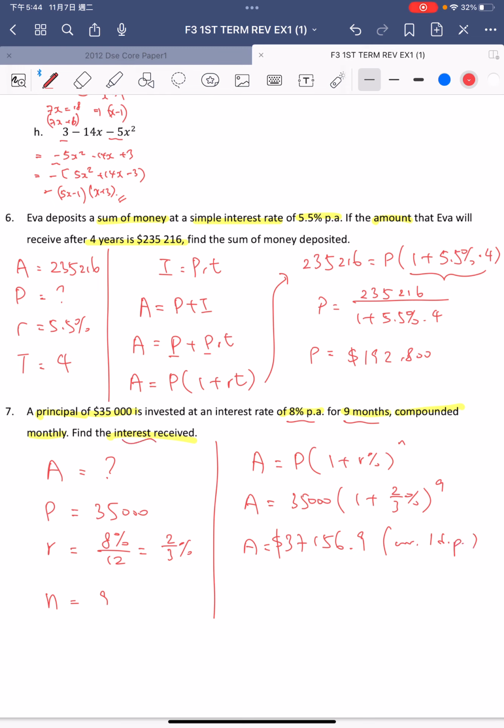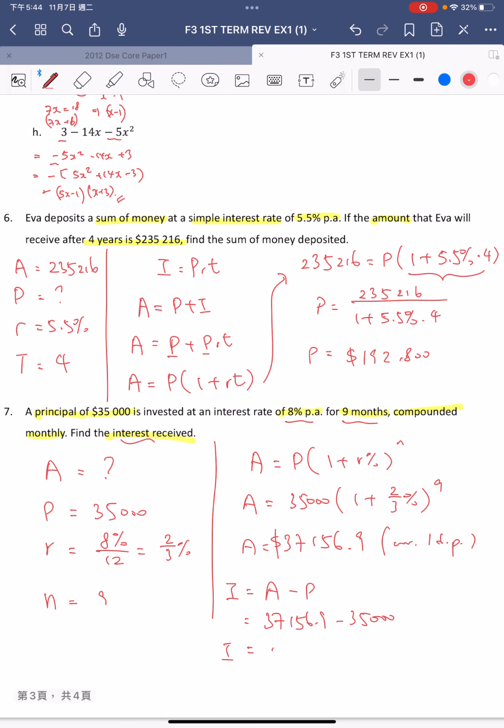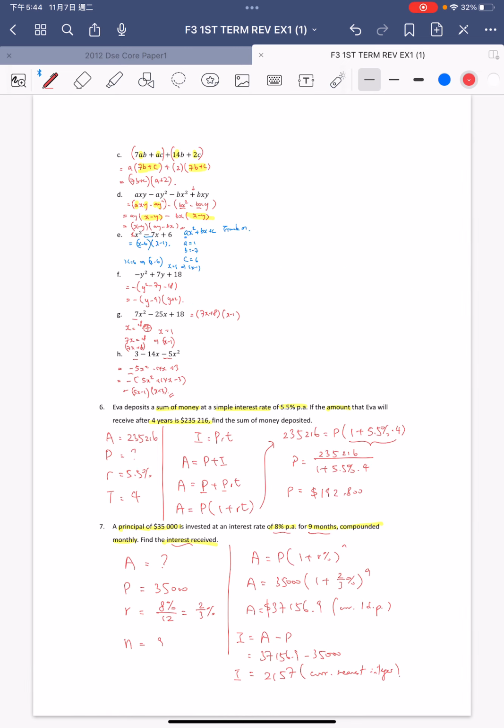But actually what we want is the interest. So the interest can be found using the amount minus the principal. Then we have 37156.9 minus the principal, 35,000. So we can get the interest is equal to 2157 to the nearest integer. Okay, so that's question 7.